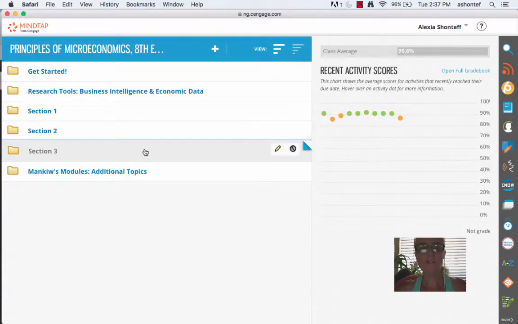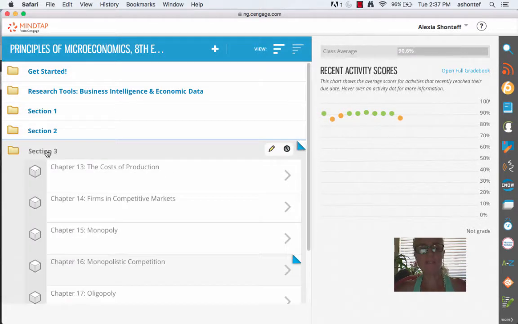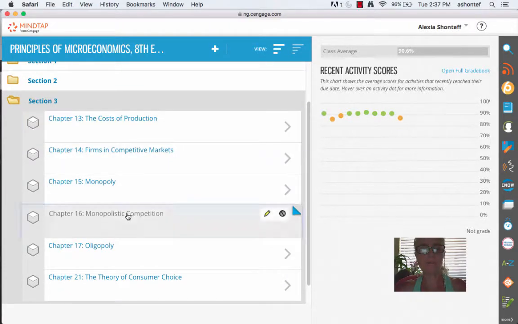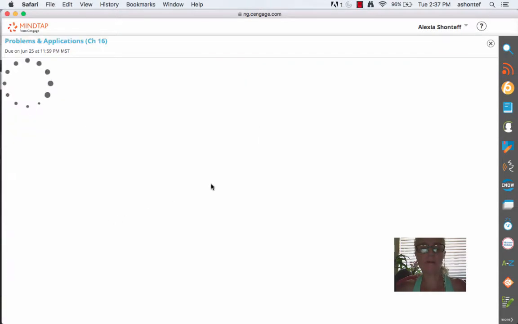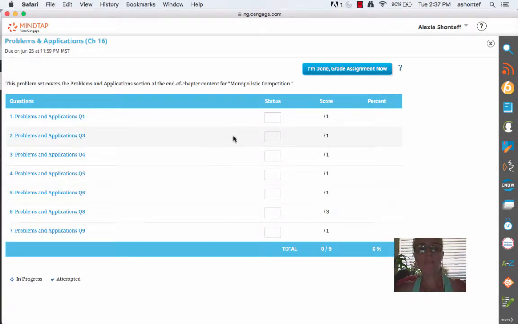Okay, so now we're going to do chapter 16. So we'll go into section 3 and scroll down to chapter 16. Remember, we select the one that says counts towards grade and we'll click on that. And there's a few questions in here.